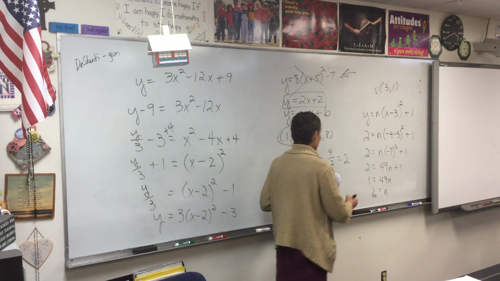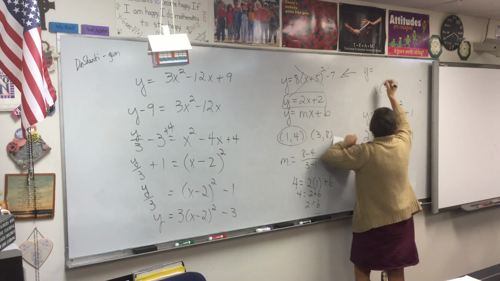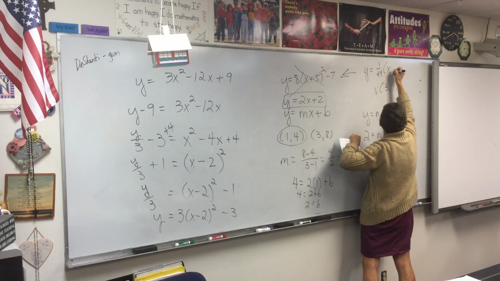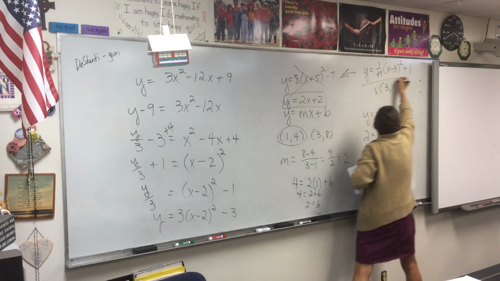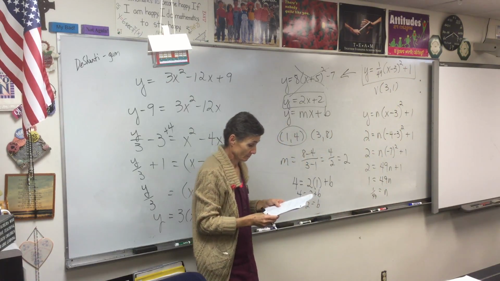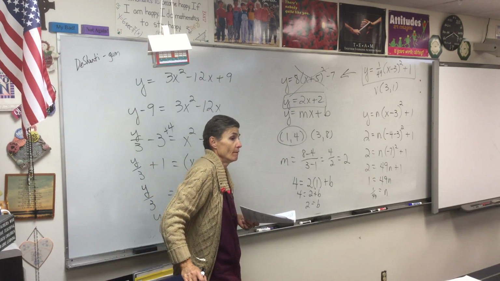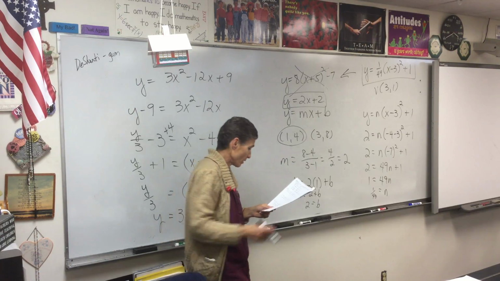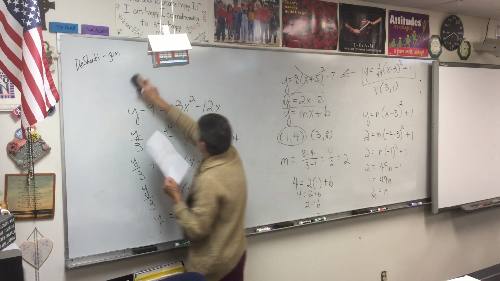So what do I write in the answer blank? Y equals 1/49 (x minus 3) squared plus 1. That's the answer. Now, does anybody have a question about that? Good? All right.